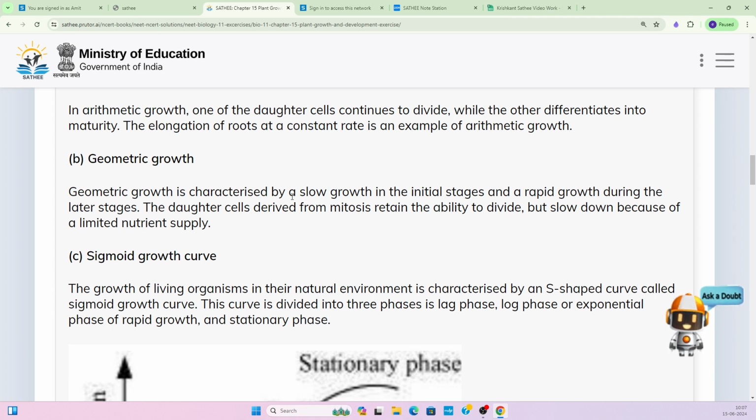So the daughter cells derived from the mitosis retain the ability to divide, but slow down because of the limited nutrient supply. When the nutrient supply is less, they slow down their division. But when the nutrient supply is enough, they divide by the process of mitosis and increase their number. So this is showing the geometric growth.